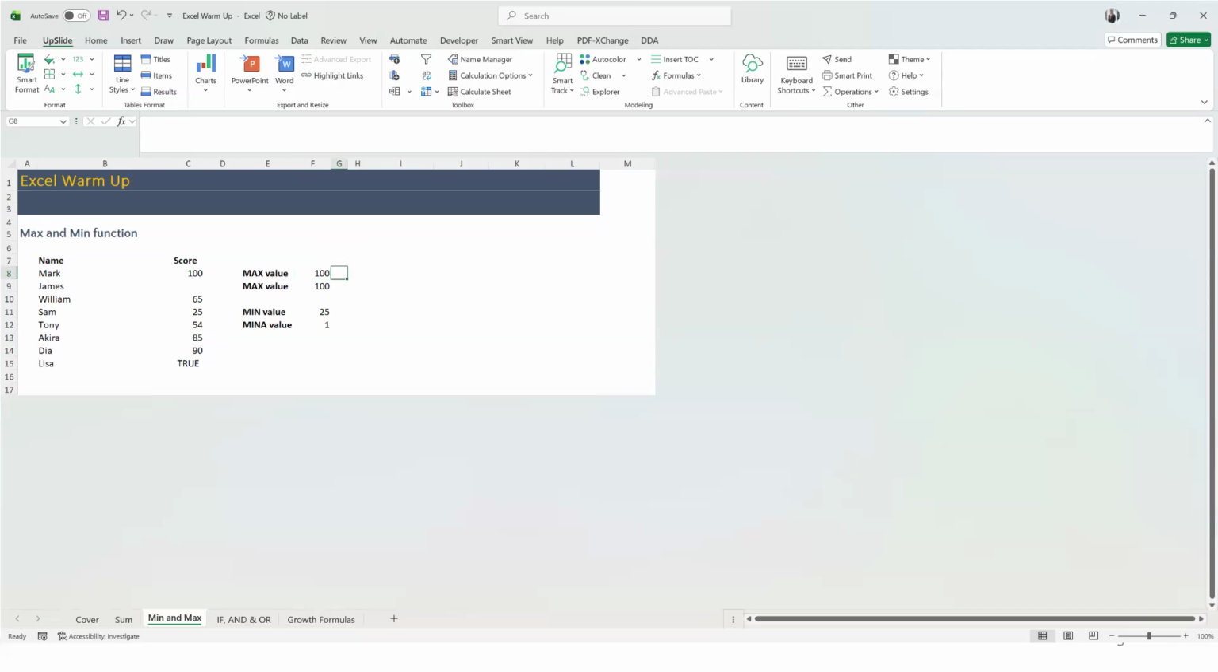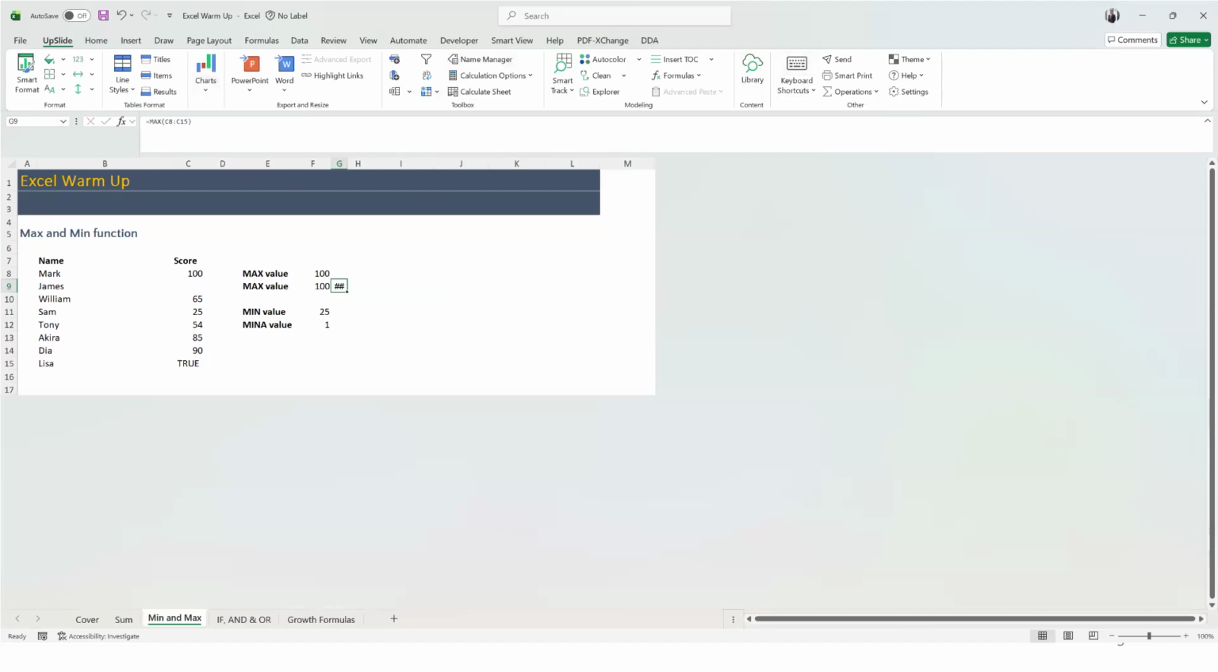So assuming we have a set of data. We have 100, a blank space, 65 and so on, right? If I want to get the maximum value of everything, I just type equals max. Then you see what Excel is giving me: number 1, number 2, number 3. So Excel is telling me which maximum do you want to see, right? So I will now highlight everything here, from 100 to true. Excel will give me the maximum value, and the maximum value you can see is 100, right? I need to expand it.